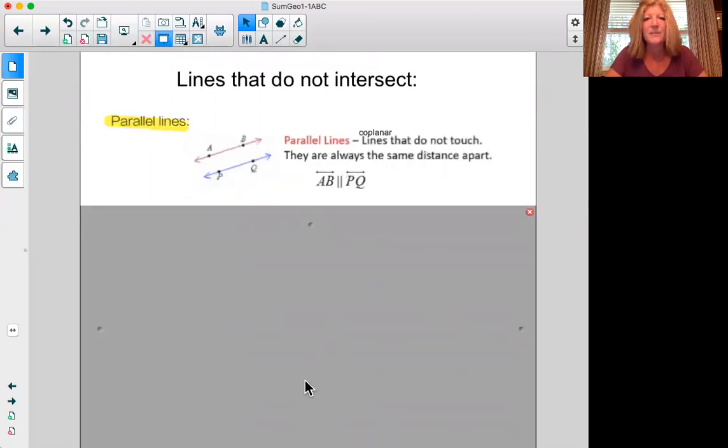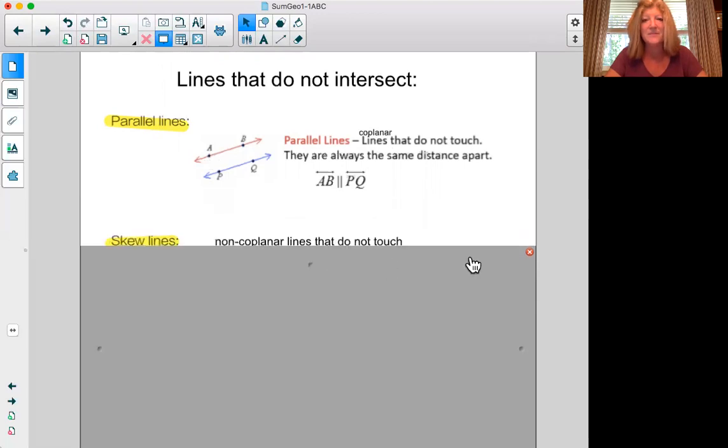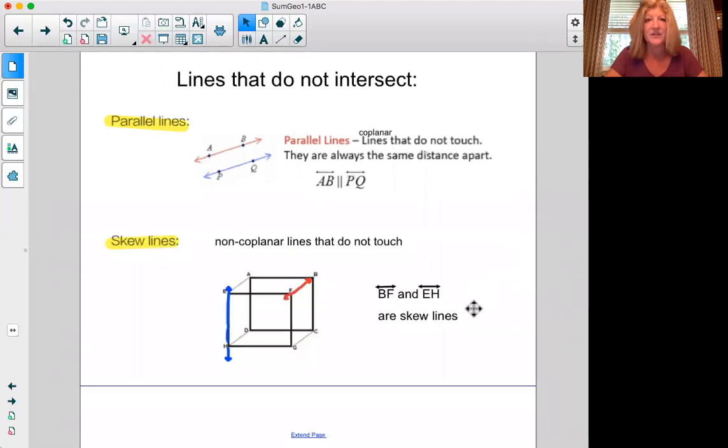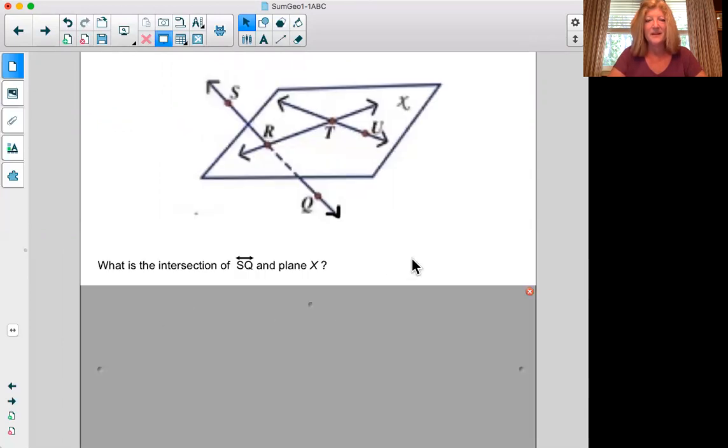Now, there are a couple cases of lines that never intersect. Lines that never intersect but are coplanar live in the same plane, but they never intersect. Those are parallel lines, and we're going to be doing some work with parallel lines. Other lines that never intersect are non-coplanar lines, and lines that are not even in the same plane are called skew lines. So pause and answer this question, and then press play for the answer.